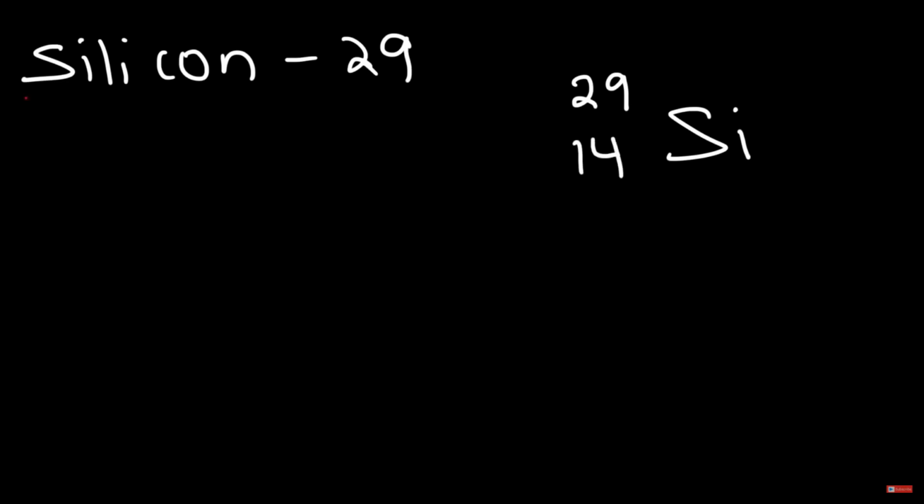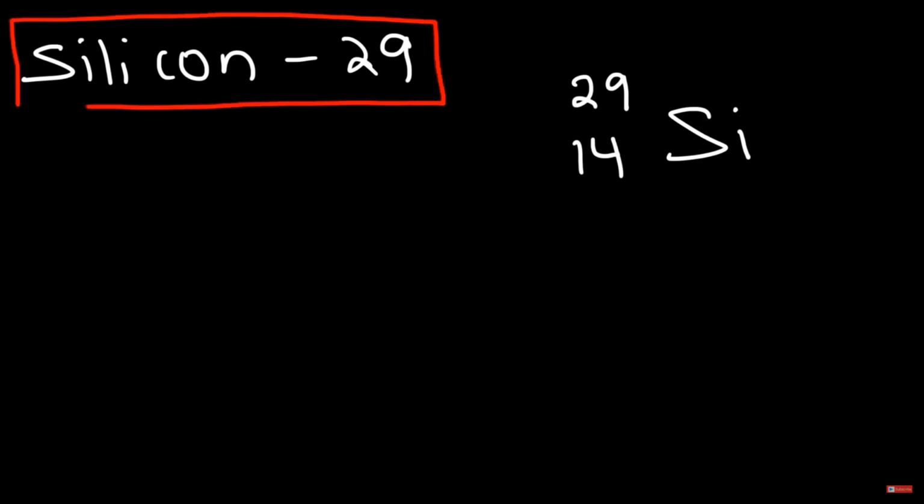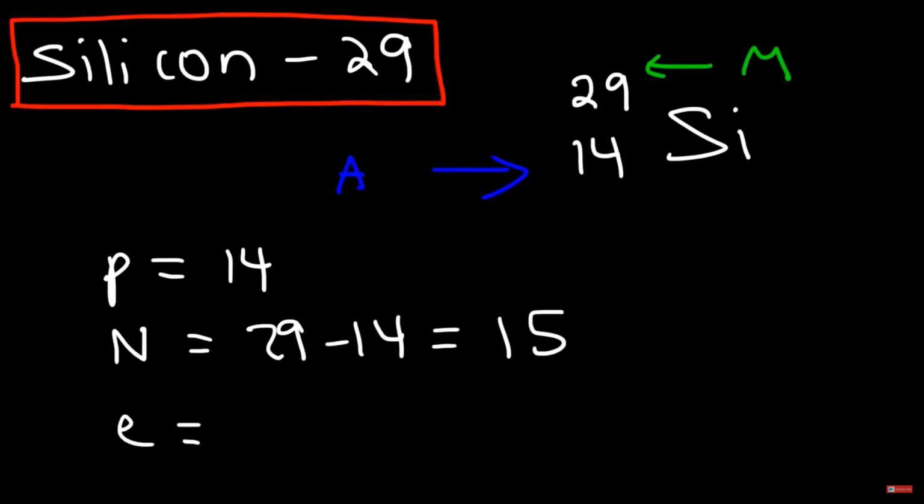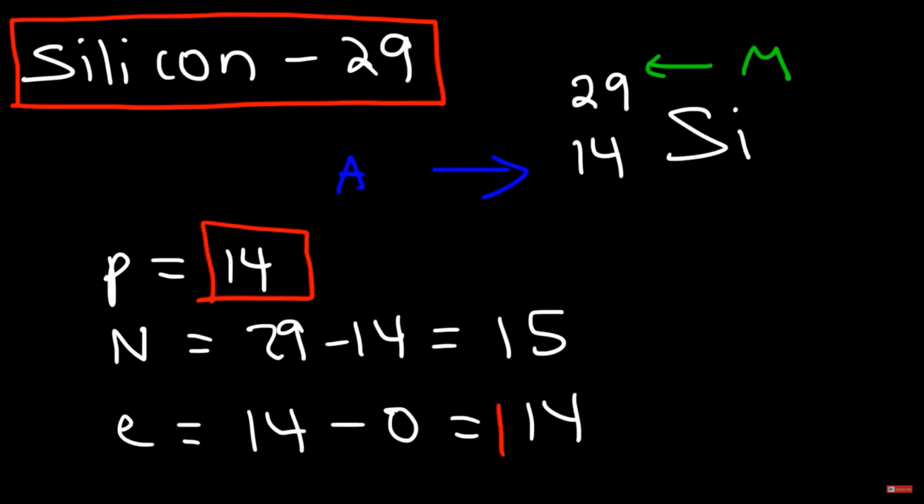Now, there was no charge indicated in this problem, so we're going to assume that we're dealing with an atom and not an ion. Thus, we have 14 protons, because that's the atomic number, and the number of neutrons is going to be the mass number minus the atomic number, so that's 29 minus 14, which gives us 15. Finally, the number of electrons is going to be the atomic number minus the charge, so it's 14. So for all atoms, the number of protons and electrons are the same.